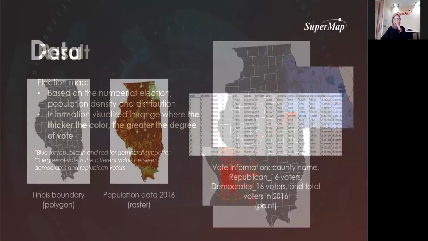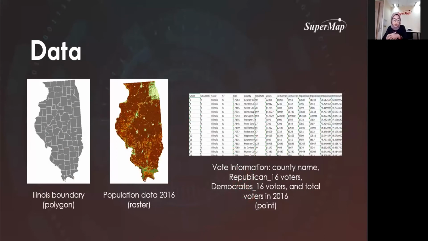And how about the data? So for the data, first one is we need the Illinois boundary. So for today, we will try to map the election in Illinois. Illinois is one of the states in the USA. And then we will use the population data. This is our raster data. We will use the population data 2060.